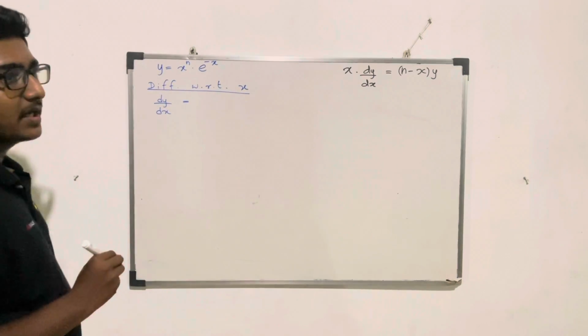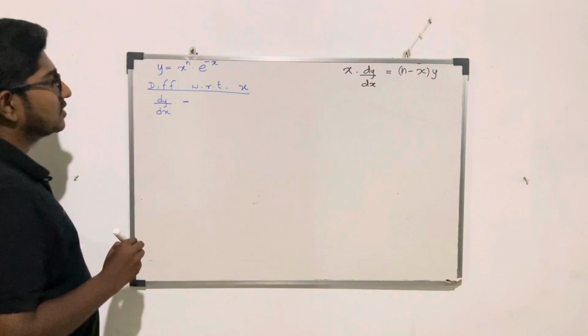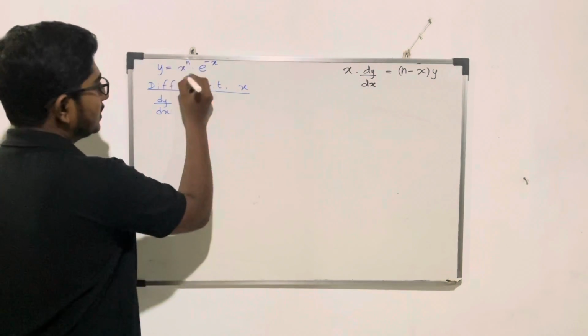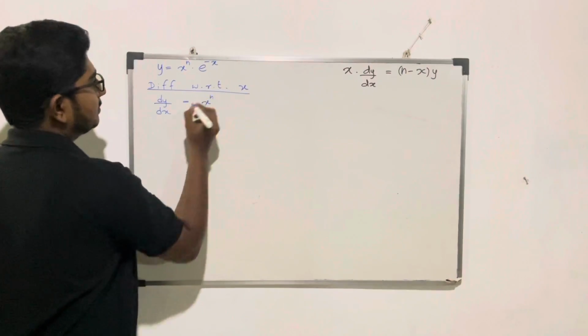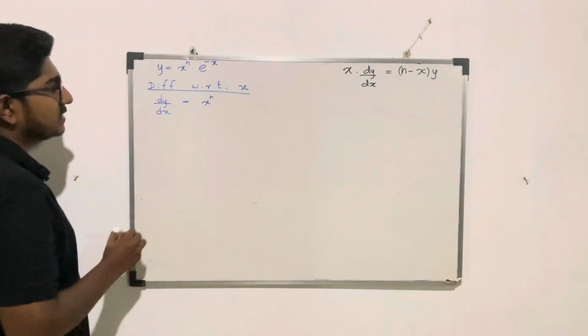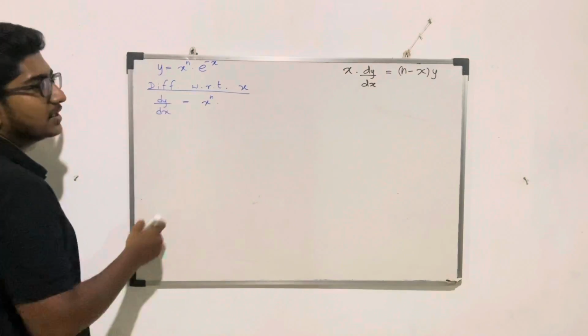So this is a product. Differentiation of a product: first we have to start from one term, x to the power n, just write it as it is, and differentiate the second term.